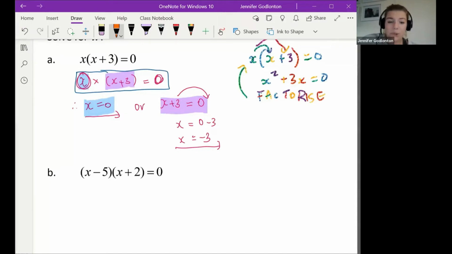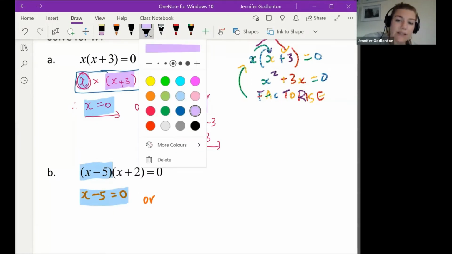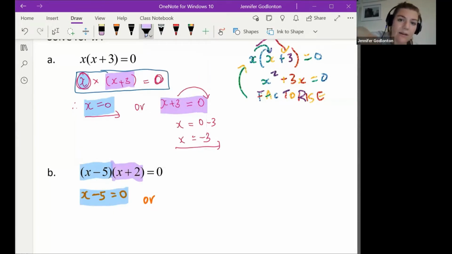That's 100% right. Let's talk about how we would set that up. We would set that up by breaking up our 2 brackets. So this first bracket over here, this x minus 5, we're going to write as x minus 5 is equal to 0. That's that first one. And then our second option is we're going to say or, and then we're going to choose this one over here, and we're going to say x plus 2 is equal to 0. So that's equal to 0 or this is equal to 0.